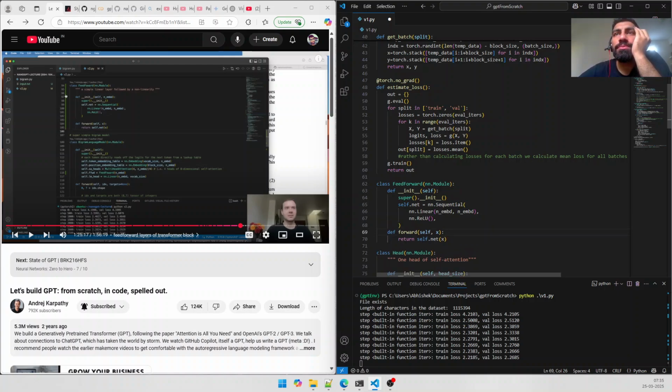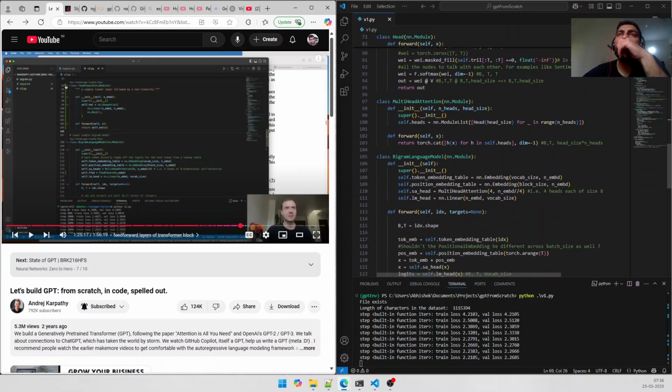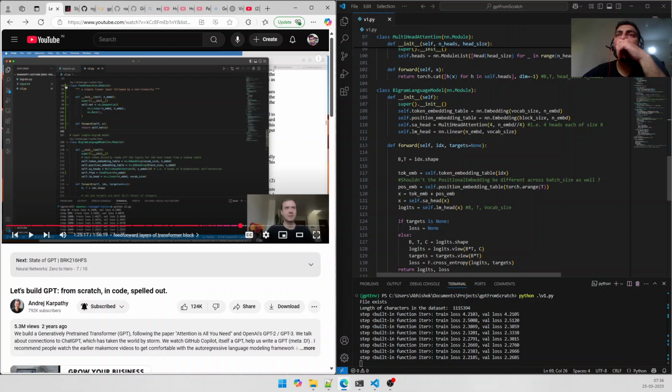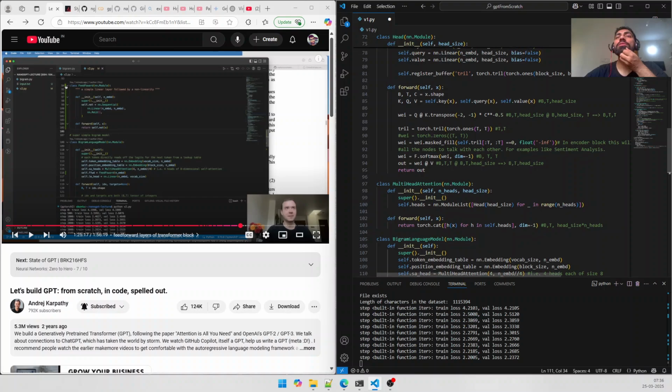So okay, this anyway went through it. And after multi-headed attention, he has added self dot feed forward equal to feed forward and what it takes.